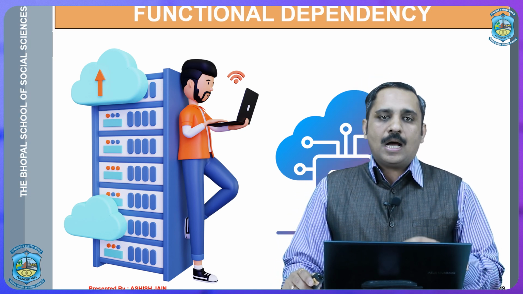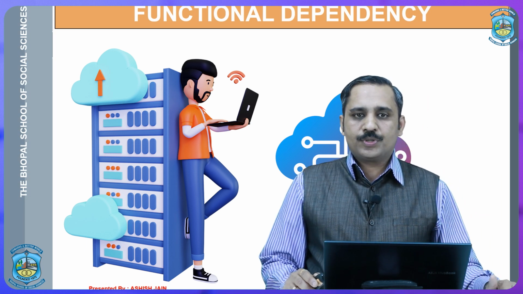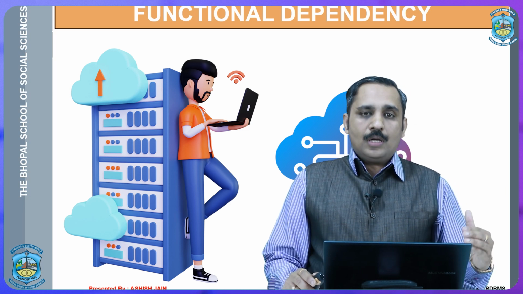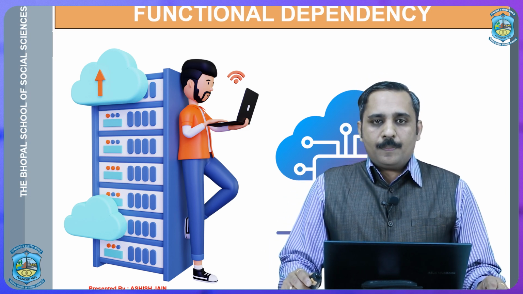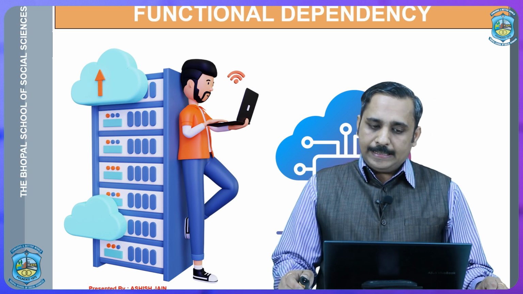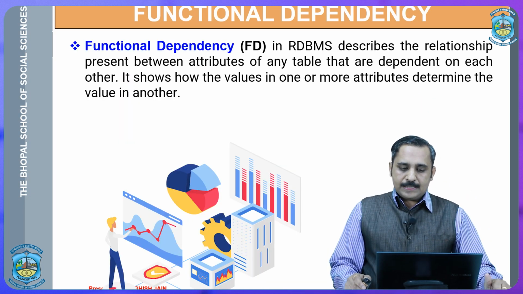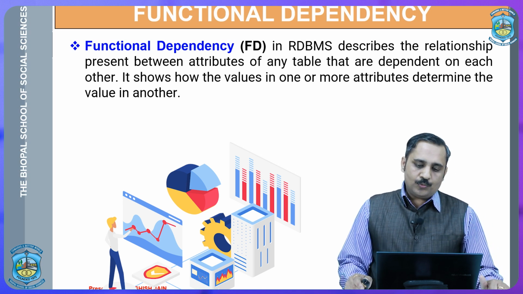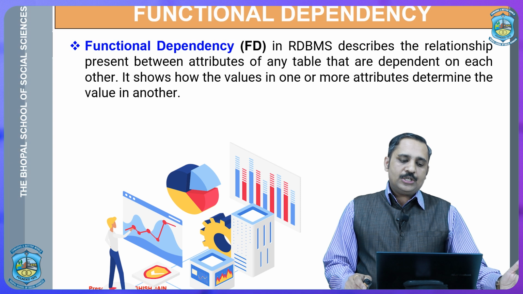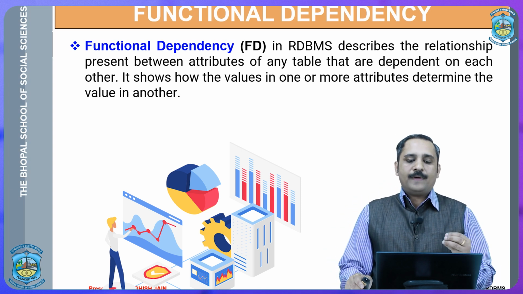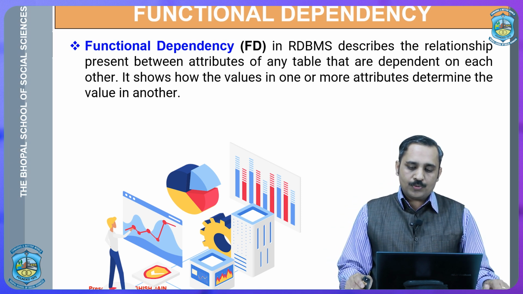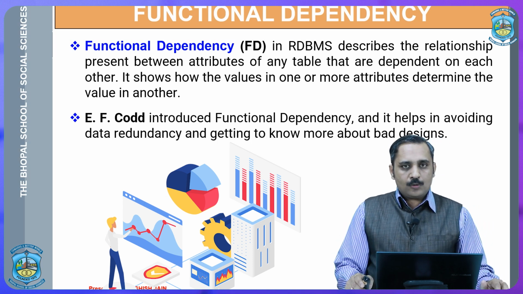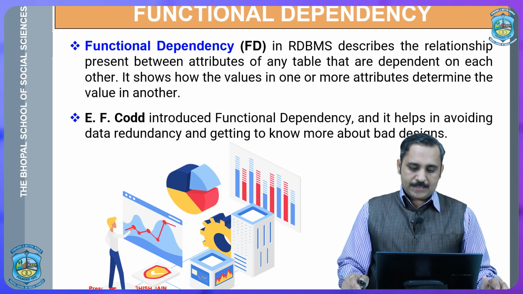This dependency, the relationship among different attributes in a database, is known as functional dependency, and it is a very important topic when you learn the concepts of DBMS and how a DBMS is actually created and maintained. So here we define functional dependencies. In RDBMS, we can define functional dependency as a relationship between different attributes of a table that are dependent on each other. It shows how the values of one or more attributes determine the value of another. This concept was given by E.F. Codd, who is regarded as the father of DBMS.